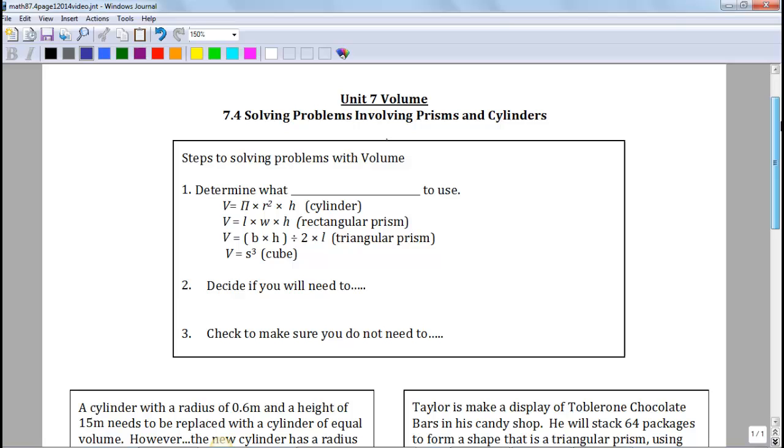We're going to be talking about the last one for prisms and cylinders and volume, and looking at more complicated problems. With these word problems, there are 3 steps to go through. The first one is you need to figure out what formula to use. So you've got a list of choices here. You'll always have your formulas with you, but you need to know which one to pick.